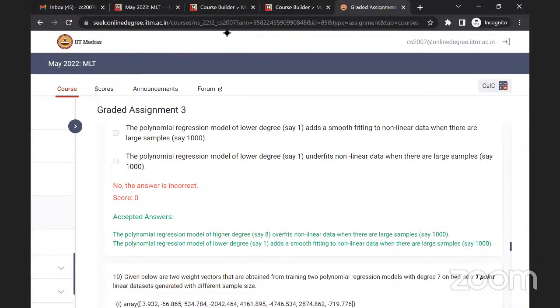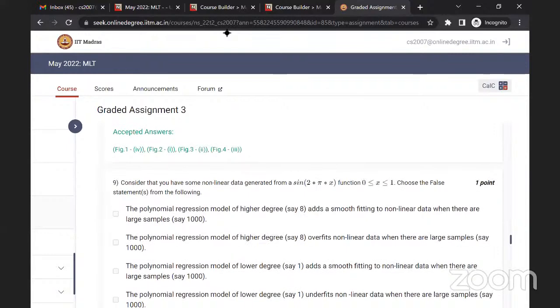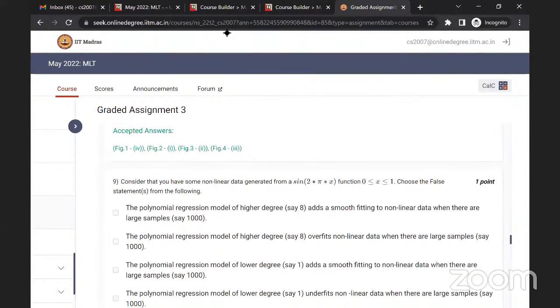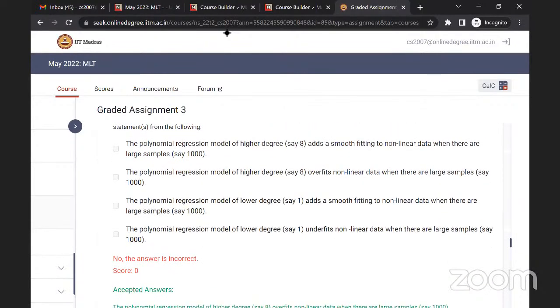Large number of samples or large samples? Large number of samples. I think it means large number. That's what it means. But the degree here is also high. Okay. By the way, it's given x from 0 to 1. So sine 2 pi x, if x is varying from 0 to 1, it's basically one complete oscillation, right? Yeah. Okay. So sorry, I should have read that first. 8, say, adds a smooth fitting to nonlinear data and there are large number of samples.